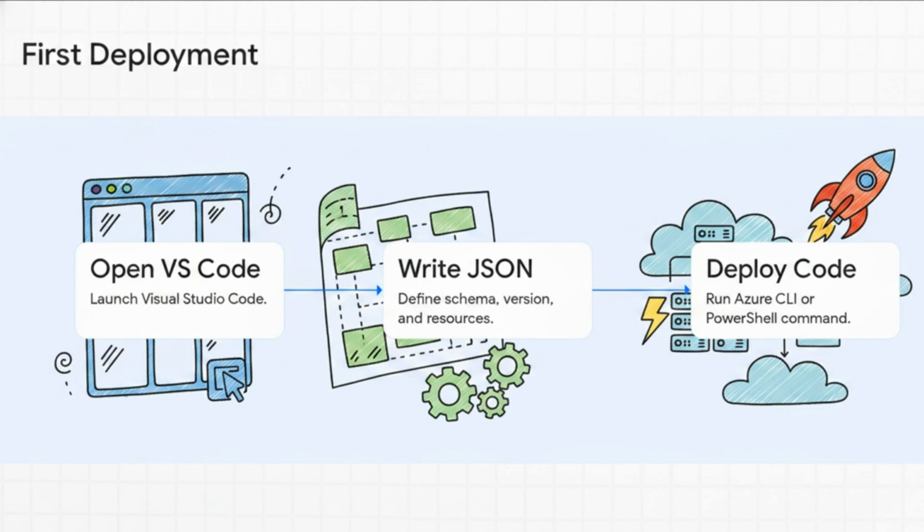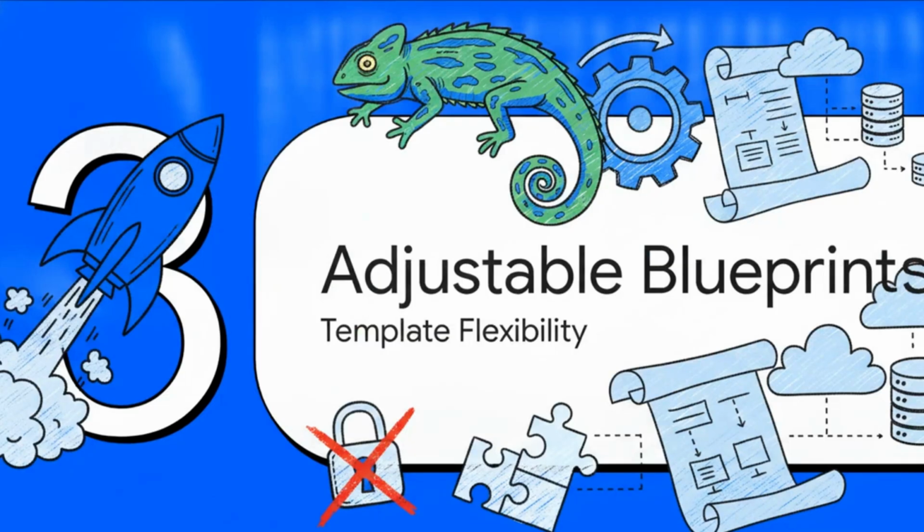You hit enter, and boom, behind the scenes, Azure reads your blueprint, provisions the hardware, configures the network, and pours the digital concrete. Just like that, you have successfully automated a cloud deployment. Now for part 3, adjustable blueprints. Let's talk about adding template flexibility.